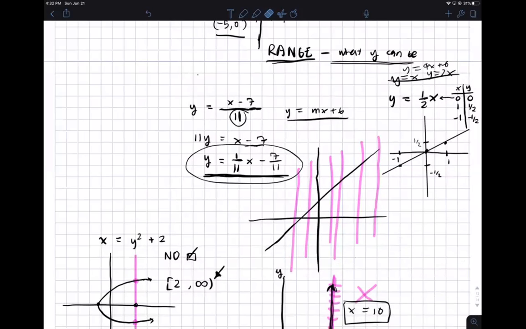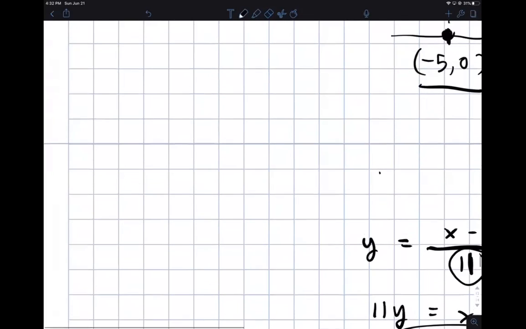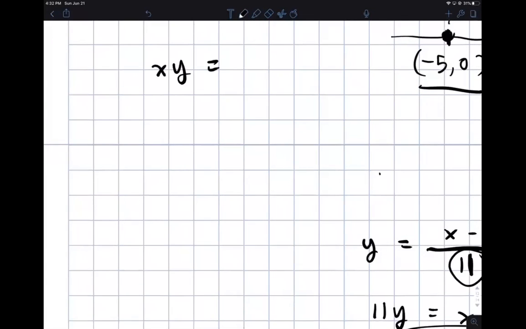What about xy equals 9? All right. Yeah, I also don't know how to do that. Okay, so for this one, we can rewrite it as y equals 9 over x. Okay, first of all, do you guys know what y equals 1 over x looks like?